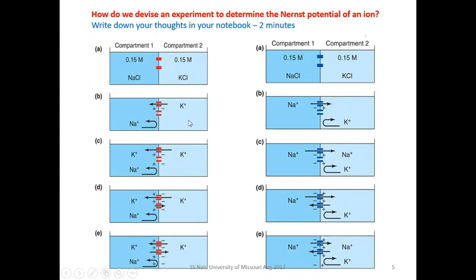So as you go down these panels on the left, you will see that the electric field keeps increasing. This goes on till an equilibrium occurs between the diffusion force trying to move K plus ions from the right to the left and the electromotive force that tries to move K plus ions from the left to the right. Okay.